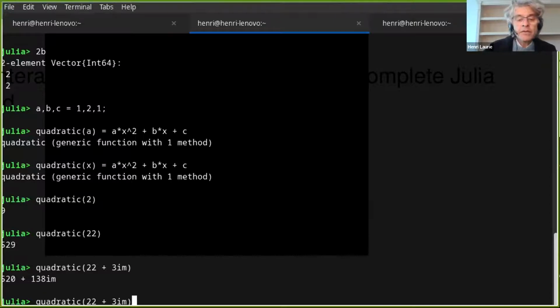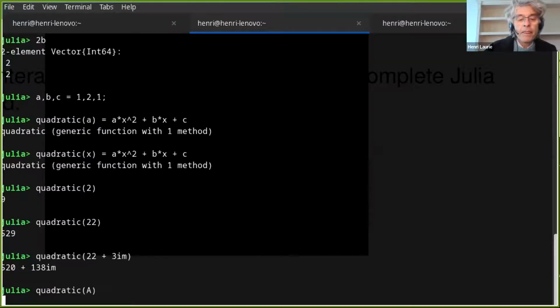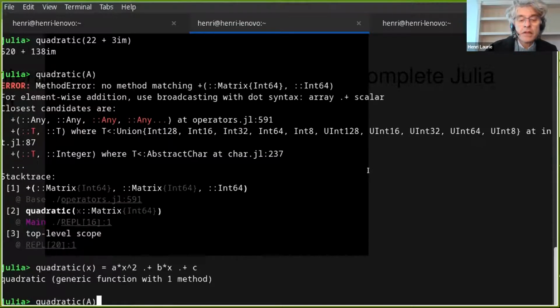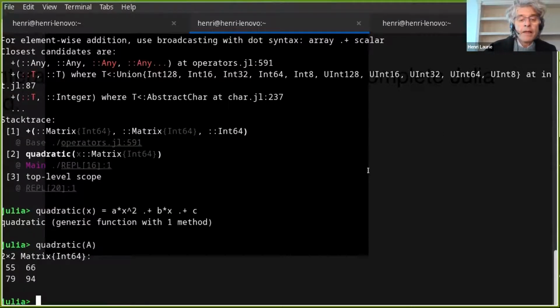I can even try to pass quadratic a, and then I get a method error. It says there's no matching method for anything, but it says for element-wise addition, I can use broadcasting. So Julia has this very interesting possibility of broadcasting. So I can do broadcasting there and broadcasting there and see whether that works. Yes.